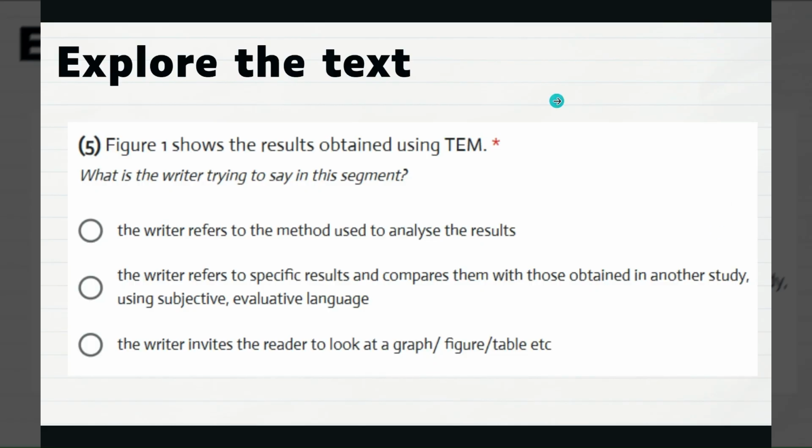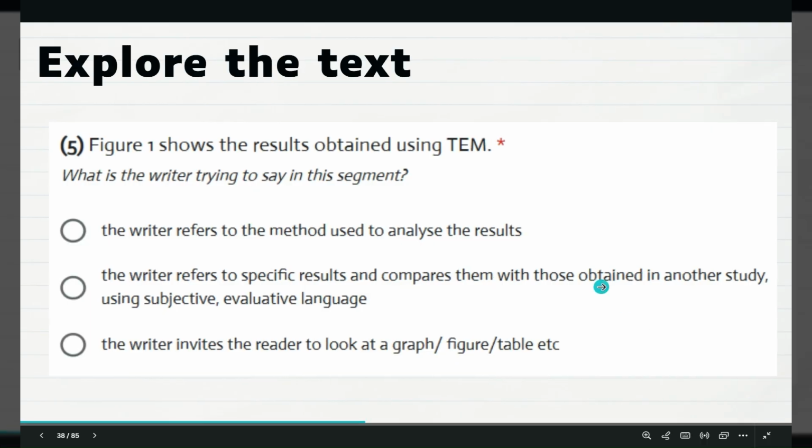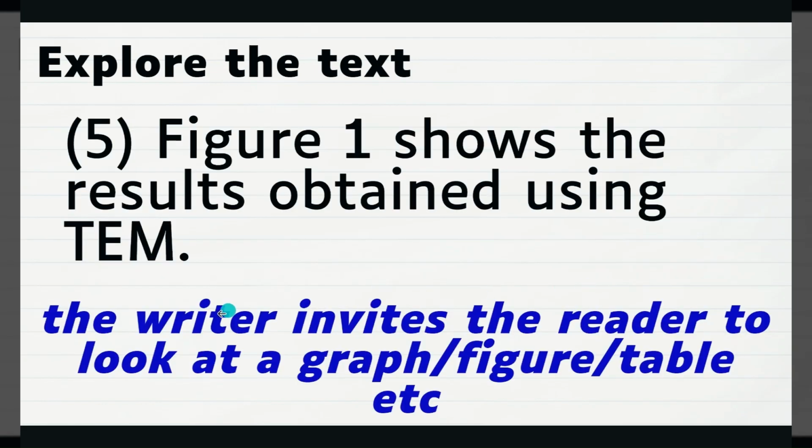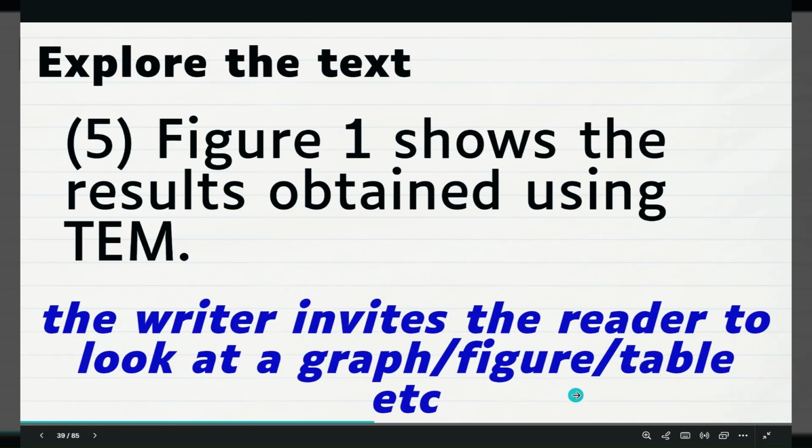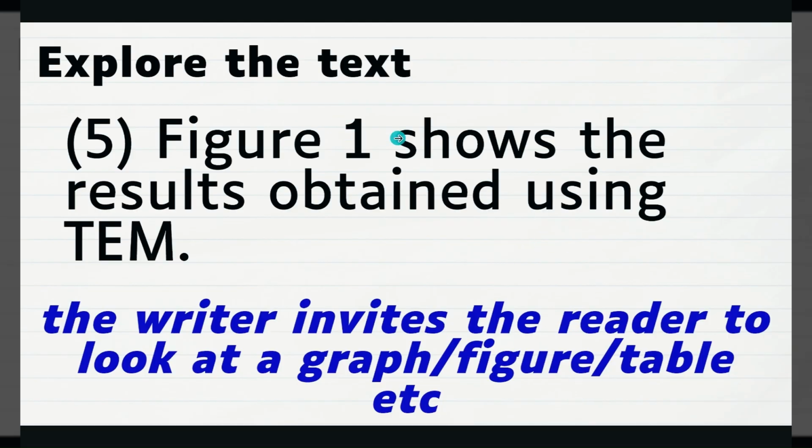Now, let's have this particular sentence here now. What do you think is the writer trying to say in this segment? You can pause this clip to try and answer. Okay, so the correct answer here is that the writer invites the reader to look at the graph, figure, table. So, how do we say that the writer is trying to do that? The writer says "figure 1 shows the results." So, with this particular statement, the reader will be instructed to look at figure 1.